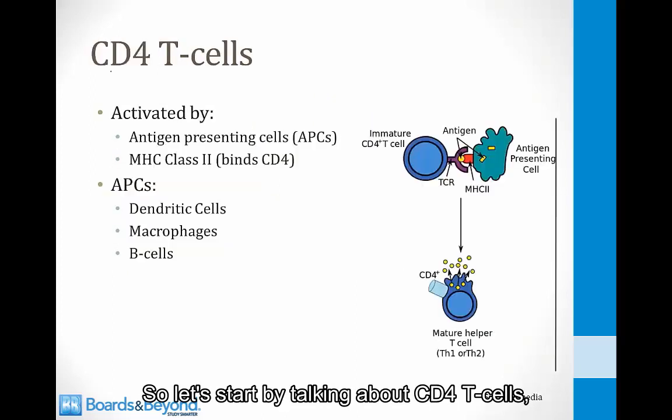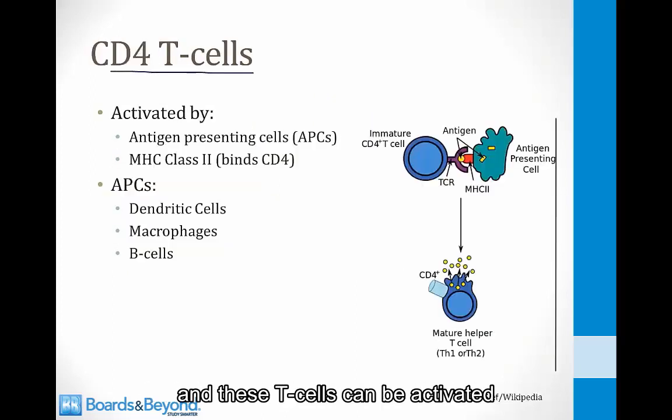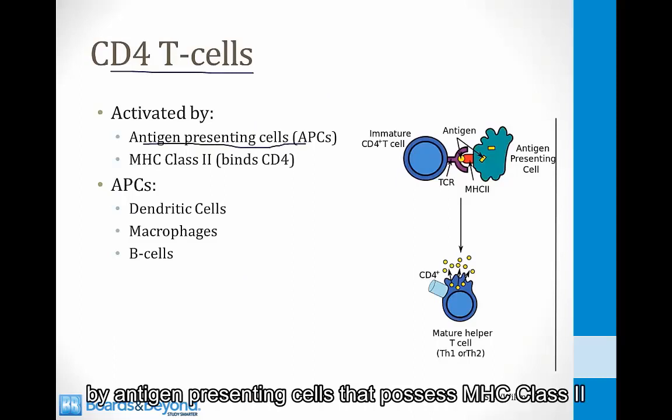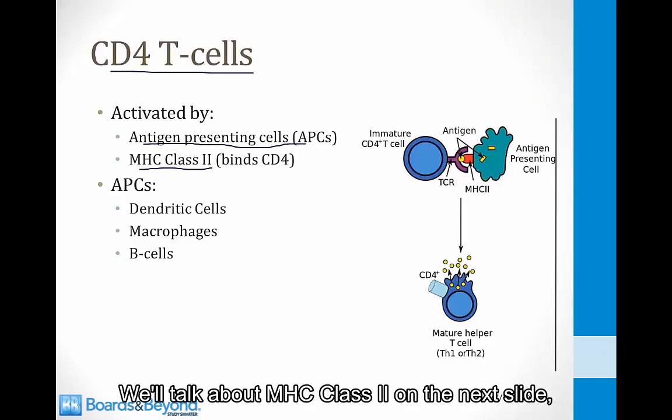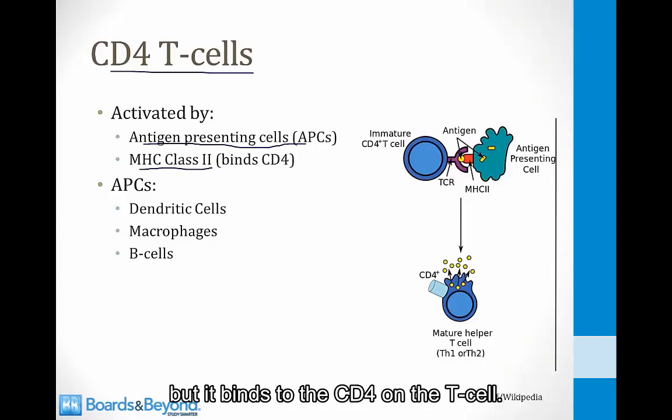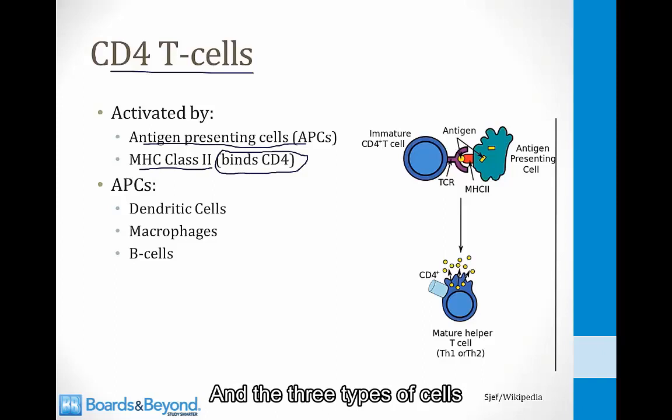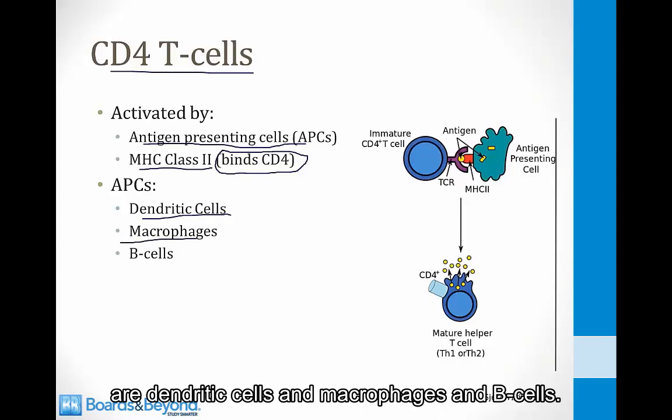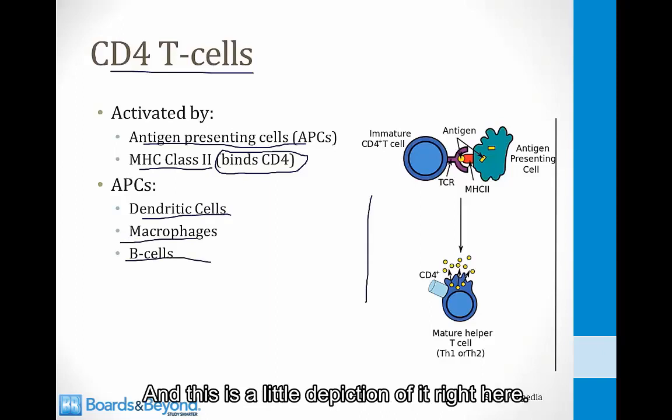So let's start by talking about CD4 T cells, and these T cells can be activated by antigen-presenting cells that possess MHC class II on their surface. We'll talk about MHC class II on the next slide, but it binds to the CD4 on the T cell. And the three types of cells that present antigen to CD4 T cells are dendritic cells and macrophages and B cells. And this is a little depiction of it right here.